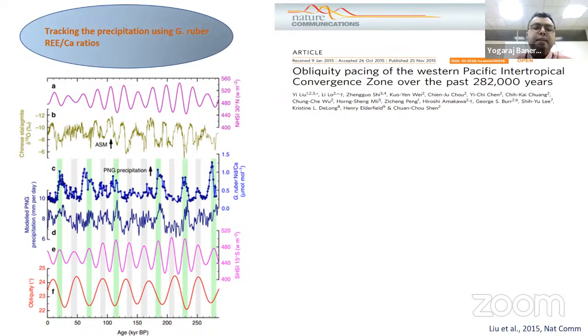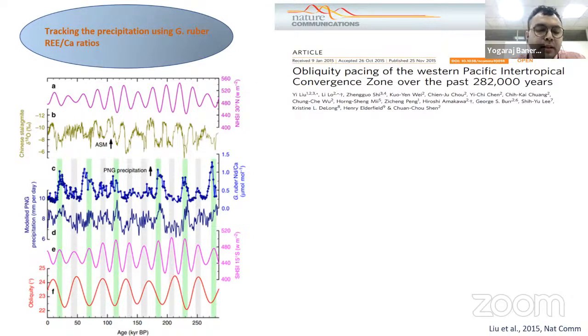What we can see in this figure is very interesting. Panel D is actually not panel D, sorry. Panel C is actually the Globigerina ruber neodymium by calcium variability for the last 282 kilo years that they had retrieved. Now, if we see the other parameters, first let us focus on the southern hemisphere.